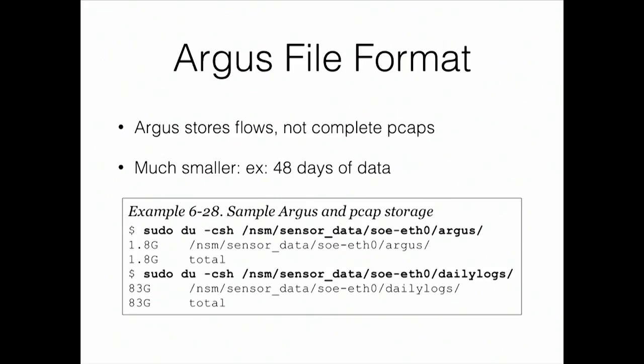Now, if you try to view it, it's just unreadable binary, so you have to have a tool to read it. All right, here's a clue, by the way, of how much data it saves. Here's 48 days of data that the author put in. The full packet caps are 83 gigabytes, but the Argus logs are only 2 gigabytes. So as you'd expect, it's a whole lot smaller and a whole lot faster to search through. But if you need all the details, they are not there.